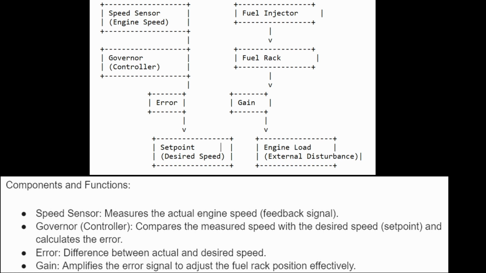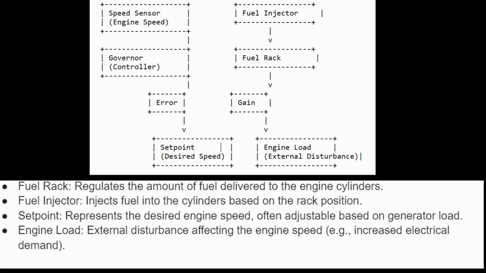Gain amplifies the error signal to adjust the fuel rack position effectively. Fuel rack regulates the amount of fuel delivered to the engine cylinders. Fuel injector injects fuel into the cylinders based on the rack position. Set point represents the desired engine speed, often adjustable based on generator load. Engine load: an external disturbance affecting the engine speed, e.g. increased electrical demand.